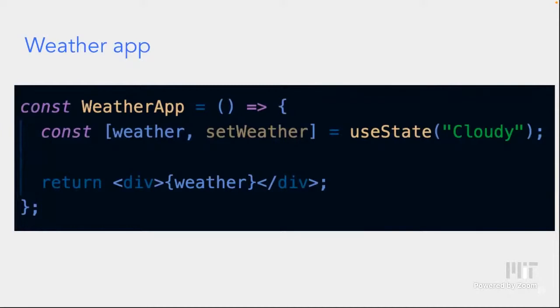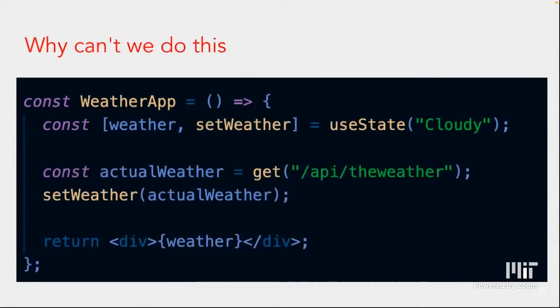And then for the next stuff, I want to bring back this weather app example. So I have a little component that's the weather app, and it says the weather. We're going to try to get the weather through a GET request. We get the result of the GET request in our constant called actual weather, and then we set the weather to be our result. But there's something wrong with this. Does anyone remember why we can not do this?